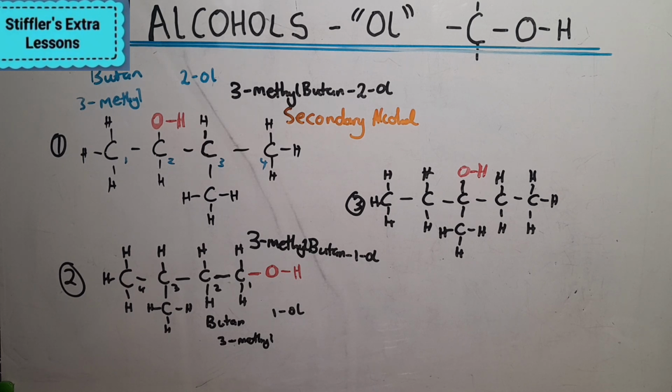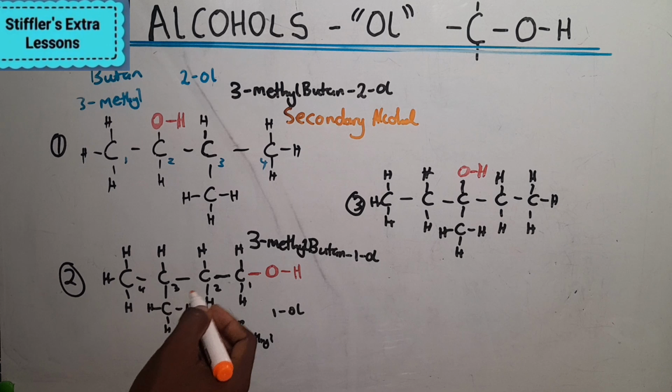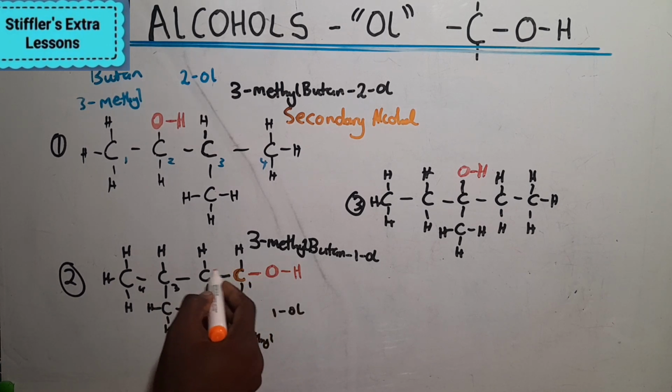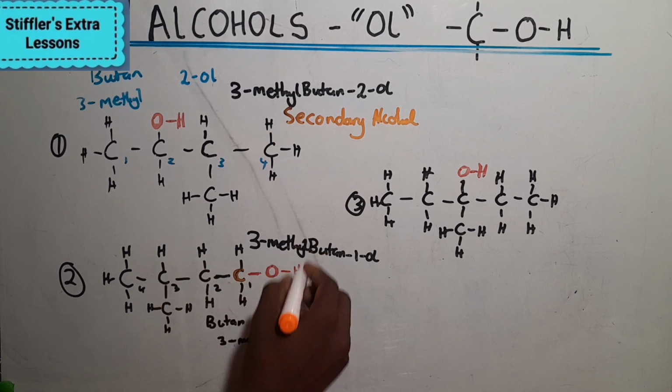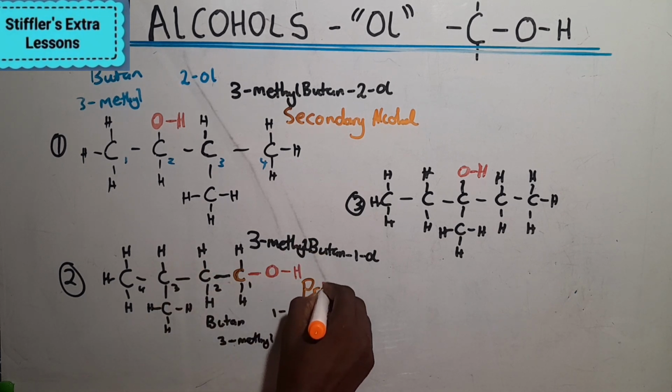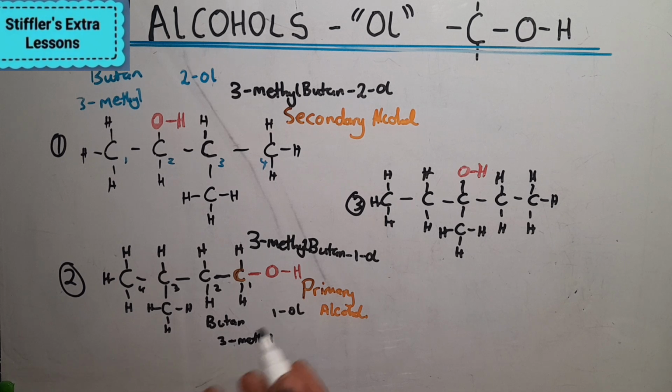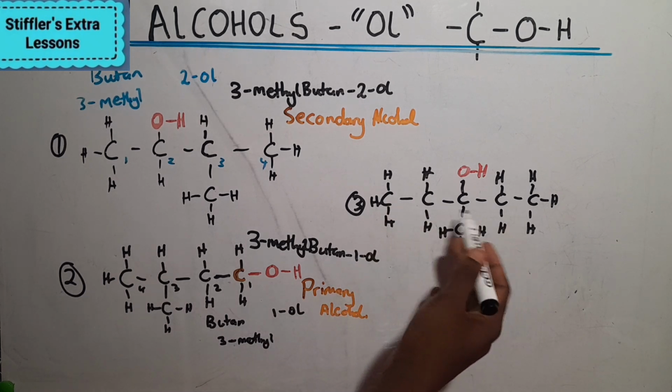To identify if it is primary, secondary, or tertiary, we check the carbon that is carrying the alcohol. This carbon is only bonded to 1 carbon, which makes this the primary alcohol. So this will be the primary alcohol. And moving on to the last one, again, if you want to try this, pause the video and resume in 3, 2, 1.